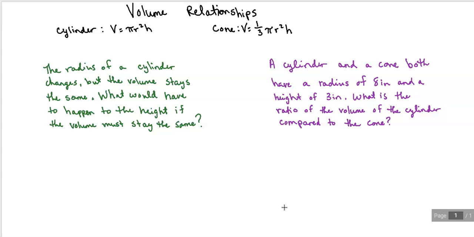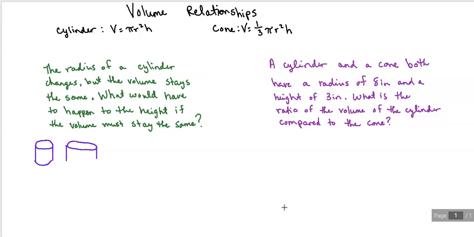So on the first one here, we're saying that the radius of a cylinder is changing, but the volume is staying the same. So what would have to happen to the height to keep that volume the same? Think about this like drinking cups. Let's say you have just a standard glass, but then let's say that I make the mouth of the glass bigger.